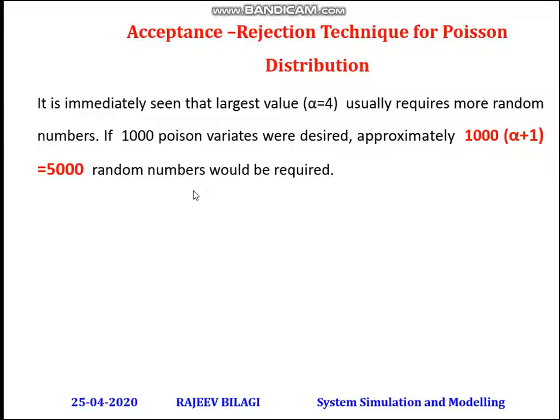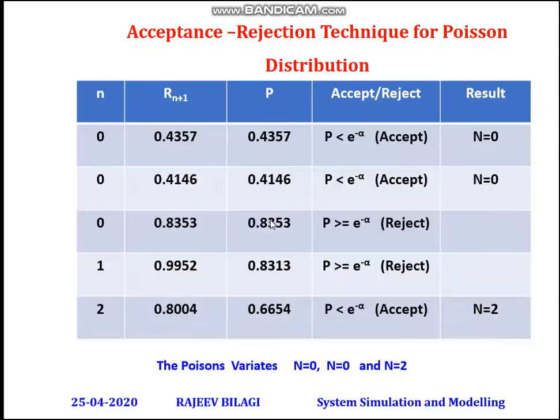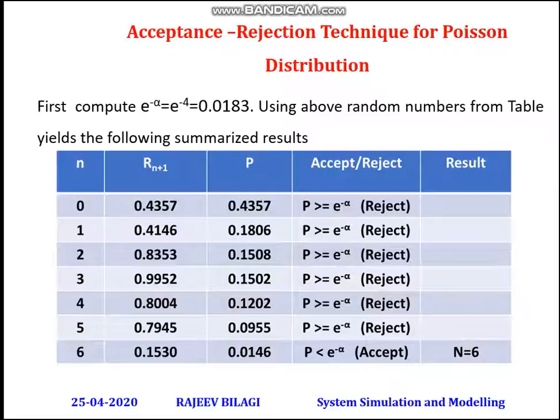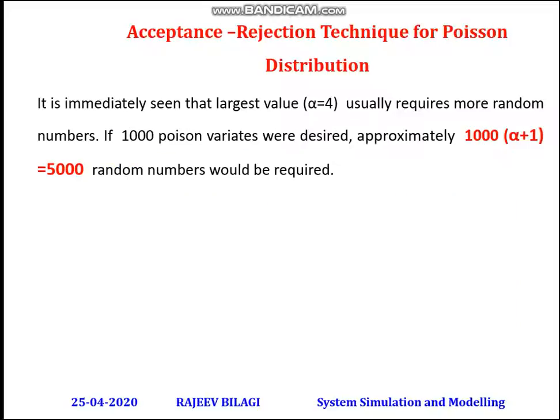So whenever you want to generate certain Poisson variates, it is better to have a smaller value of alpha. Consider the same set of random numbers: if alpha is equal to 0.2, you will get certain values. If alpha is equal to 4, then more random numbers are required to generate them. Hope this particular method is clear. So, so far this is about the acceptance and rejection technique for distribution generation.